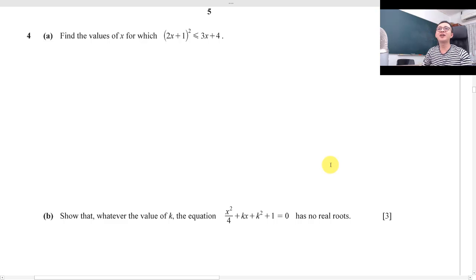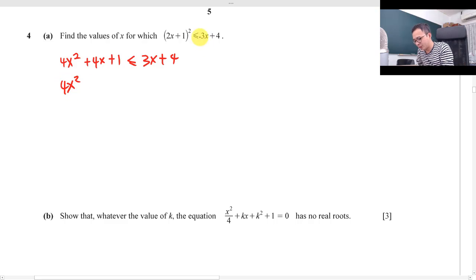Alright, find the value of x for this one. So you should know this is quadratic inequality. So what you need to do over here is you basically need to expand the equation. After you expand the equation, and then you solve it. Alright, so this one should be 4x squared plus 4x plus 1. After I expand it, 3x plus 4. Then I move everything to one side, minus 3x, I got plus x, minus 3 less or equals to 0. Then I will factorize it.